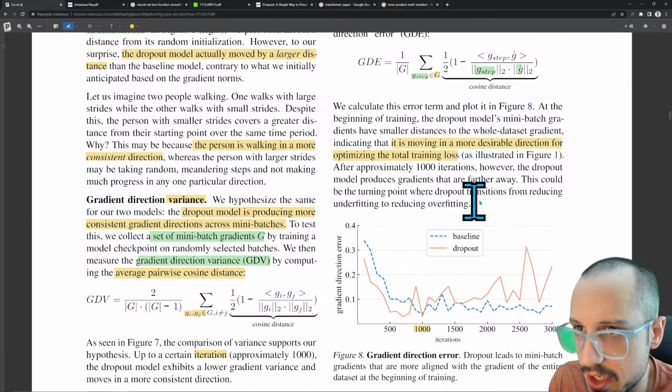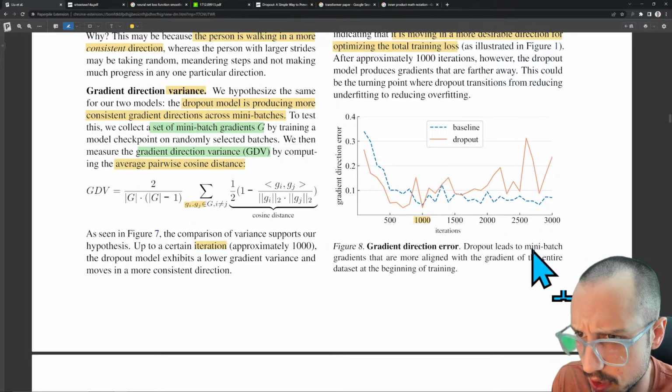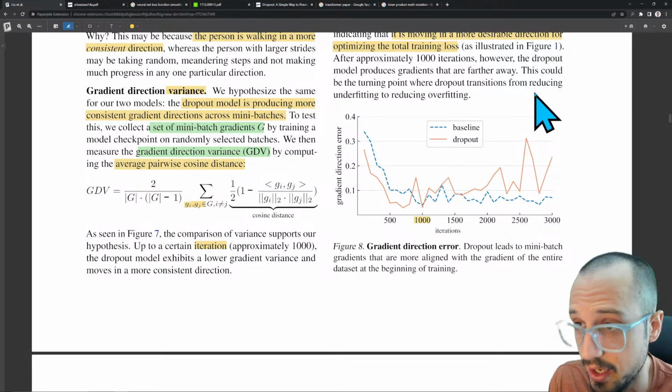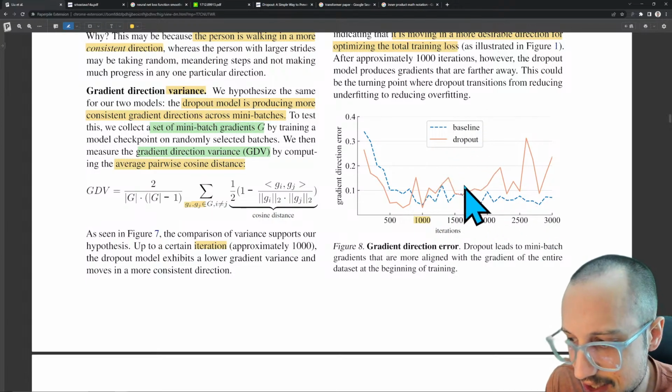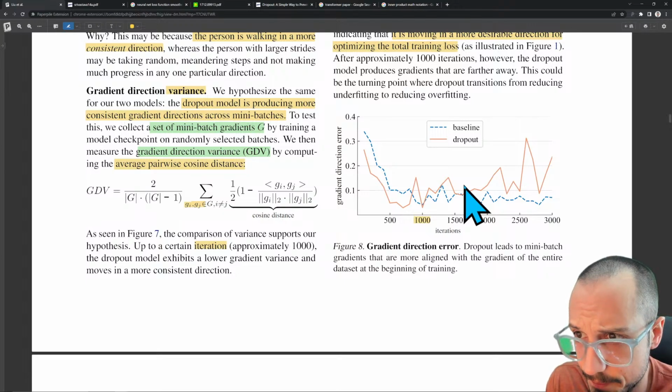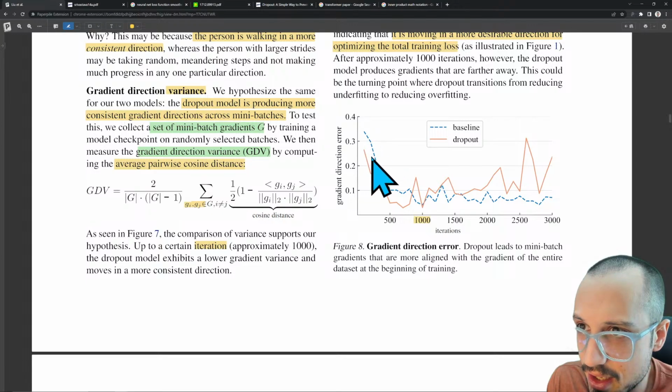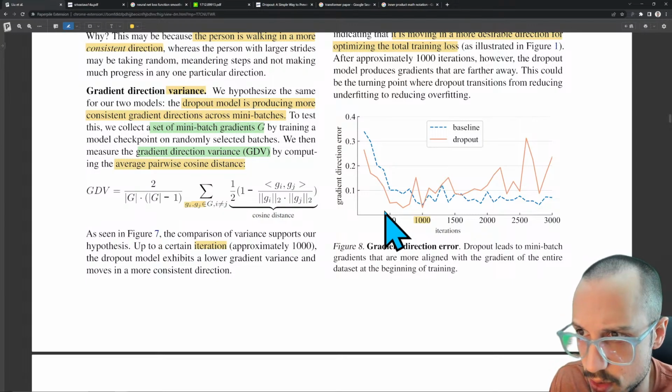After approximately 1,000 iterations, however, the dropout model produces gradients that are further away. This could be the turning point where dropout transitions from reducing underfitting to reducing overfitting." Interesting. Okay. So there seems to be some point in training at which the dropout model ceases to give you a more aligned gradient step to the theoretically optimal gradient direction, right? So here in the beginning, the gradient updates that the dropout model gives you over the model parameters seem to be better aligned with the theoretical whole data set gradient direction.